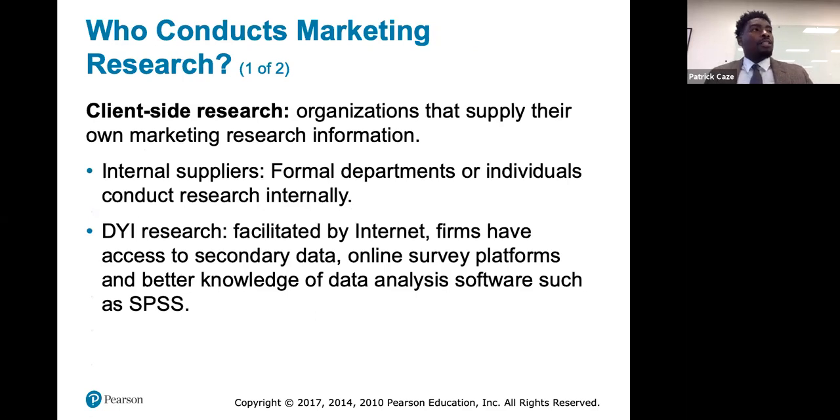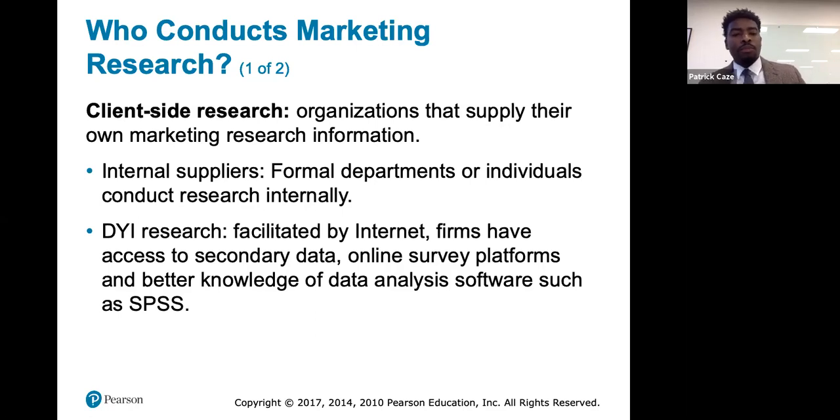So who conducts marketing research? We have what we call client-side research. That's organizations that supply their own marketing research information. So basically, they do their own research. They don't source it out. They don't go elsewhere. That's their business. That's what they do.